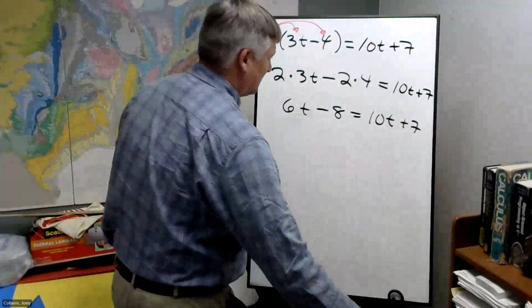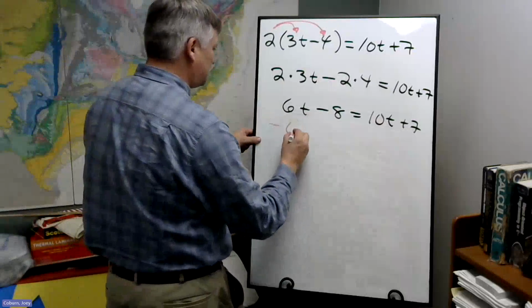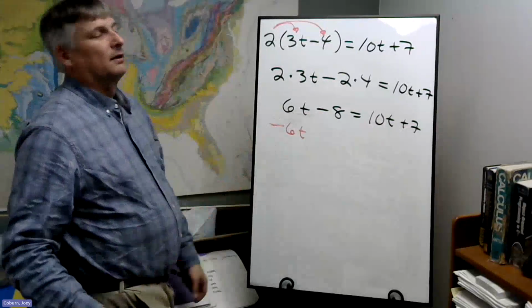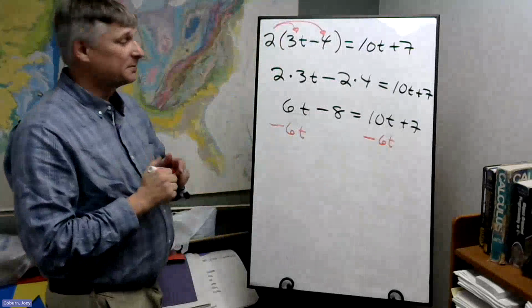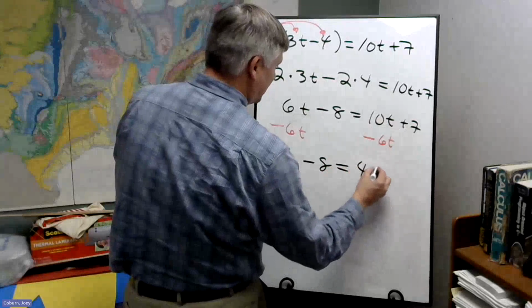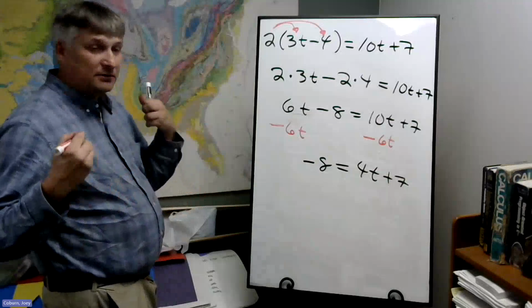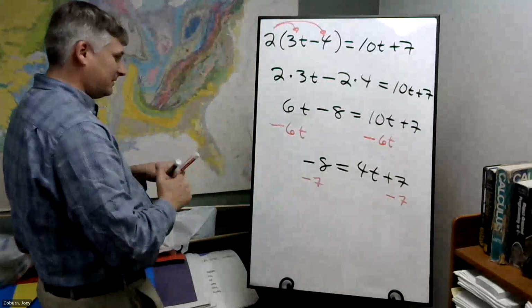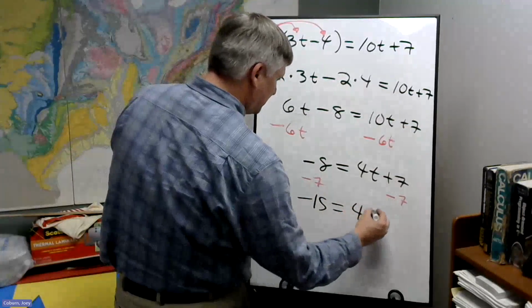So let's do this. I'm going to cancel this. If you have a positive 6 and then you lose 6, you have 6 t's and then you lose them, there'll be no t's on this side. Again, what we do on one side, though, you've got to do to the other. So we get minus 8 is 4t plus 7. And then now I'm going to do a 2 operator equation, subtract 7 from both sides. Get minus 15 equals 4t.